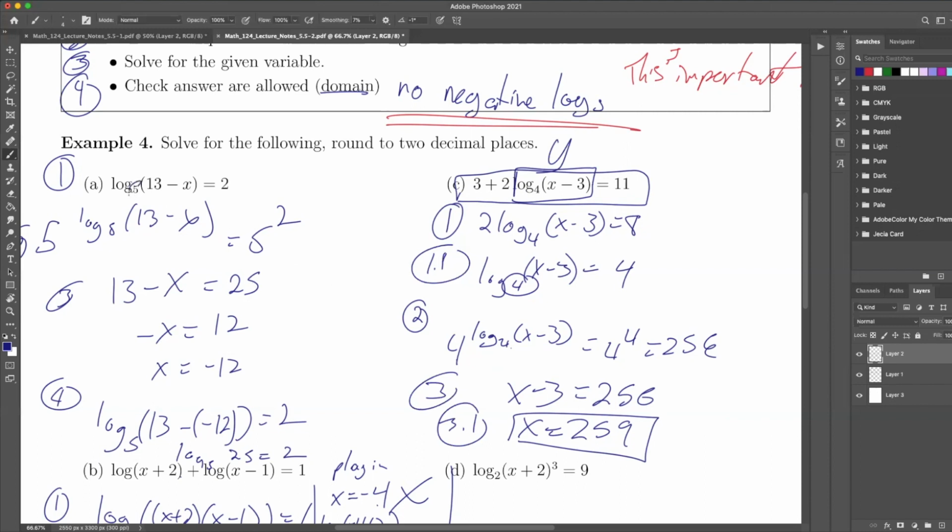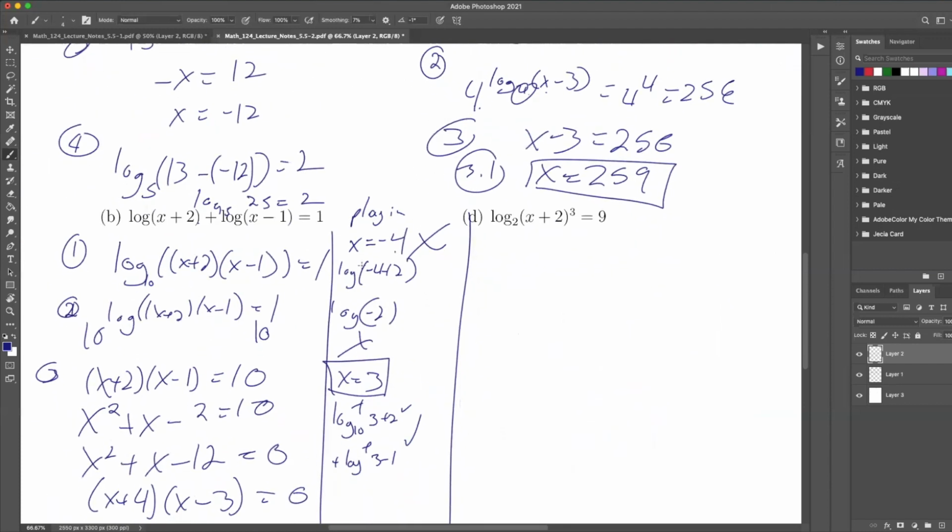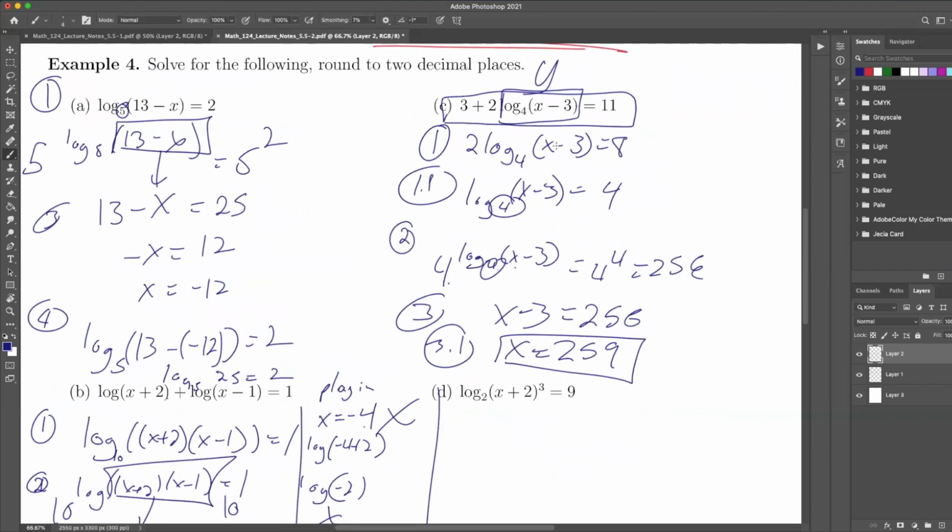No matter what the log is for these, it's always just exponentiate to that power, right? So here is log base 5. So you just take 5 to both powers, and then log base 5 is just whatever here drops down, right? Here we had 10. So this is log base 10. Whatever's here just drops down. Here we had log base 4. So we exponentiate to 4 to both sides, and whatever is here just drops down, okay?